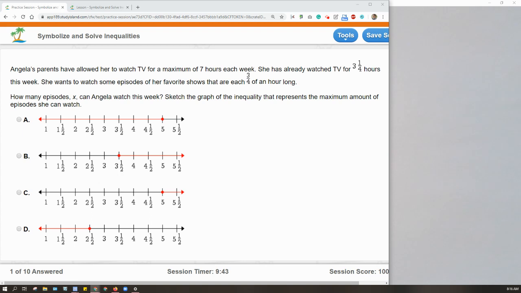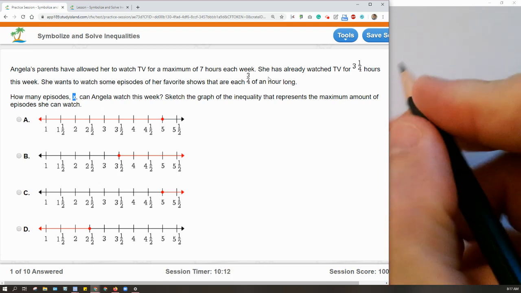First up, the maximum is 7 hours. So everything that we're going to put together here has to be less than or equal to 7 hours. It says her maximum amount of TV she can watch is 7 hours. She's already watched 3¼ hours, and each of her favorite TV shows is 3/4 hour long, and the number of shows she's going to watch is x. So the first thing we're going to do is we're going to say 3/4 hour times the number of shows is the total amount of time that she has left.